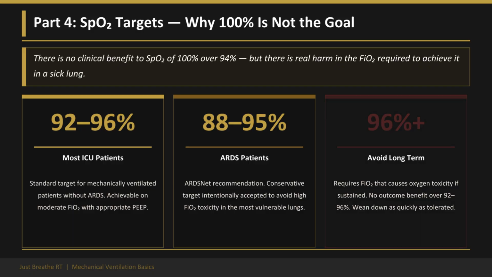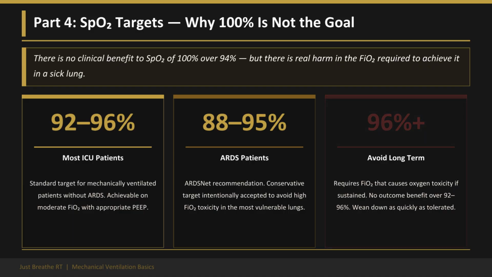Current evidence supports the following SpO₂ targets for mechanically ventilated patients. For most ICU patients, target SpO₂ of 92 to 96%. For ARDS patients specifically, target SpO₂ of 88 to 95%. This is the ARDSNet recommendation, and it exists precisely to avoid the oxygen toxicity we just discussed.